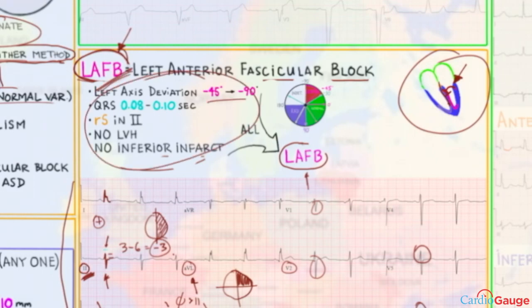The trickiest part is knowing if you're minus 45 to minus 90. I mean, you can tell if you're anywhere around here, but it's hard to tell the difference between minus 40 and minus 45. So generally, I will use the computer's reading on the axis number to decide if it's more than minus 45 and therefore meeting criteria for left anterior fascicular block.